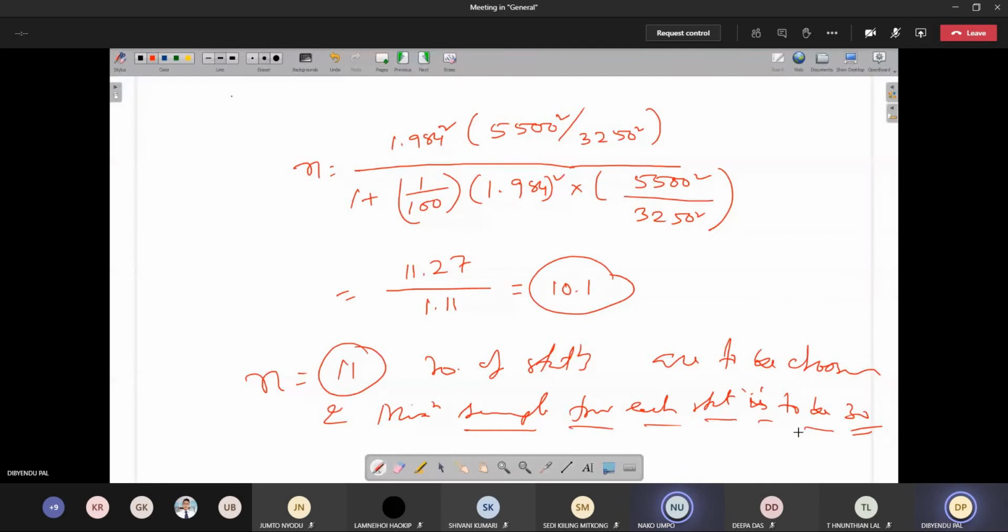Sir, how does 30 come? Because the answer is 11. 11 is the total minimum number of stations. There were a total of 100 stations. So how many stations are required for the survey? Using this calculation we have calculated that we need to survey at least 11 stations. So that we got from this calculation only.